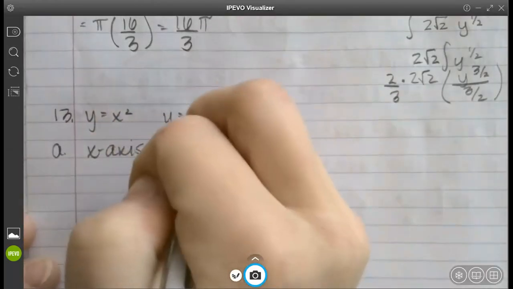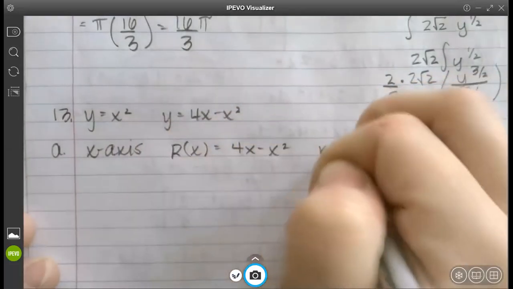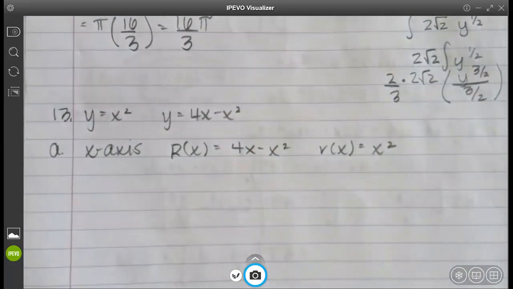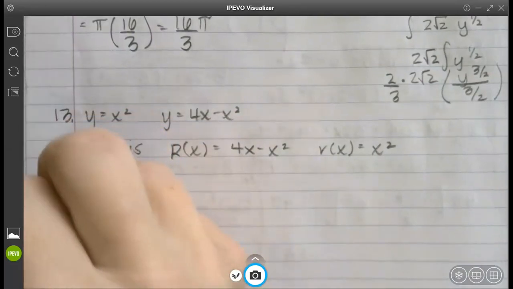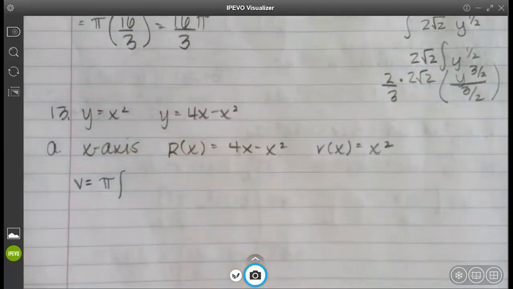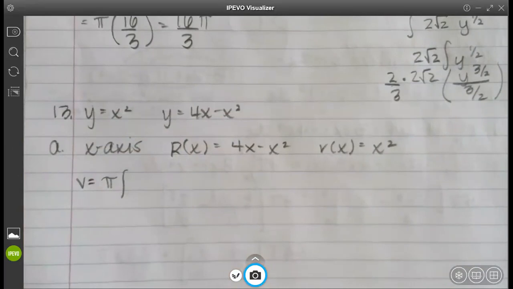So our big R of x, you said, was the negative one, and our little r of x is going to be the positive one. All right. Finding the volume. Just to reiterate, 7.1 was area. What's the difference in the area and the volume? Pi. They're just subtracting and then pi.